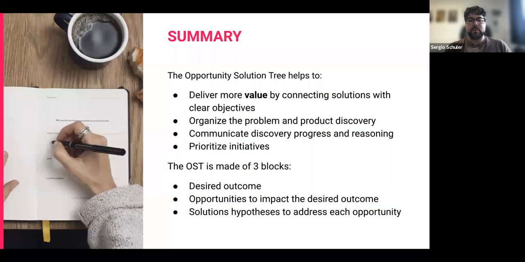So, summary. The opportunity solution tree helps to deliver more value by connecting solutions with clear objectives, organize the problem and product discovery, communicate discovery progress and the reasoning behind this, and prioritize initiatives. And the opportunity solution tree is made of 3 blocks: desired outcome, opportunities to impact the desired outcome, and solution hypotheses to address each opportunity.